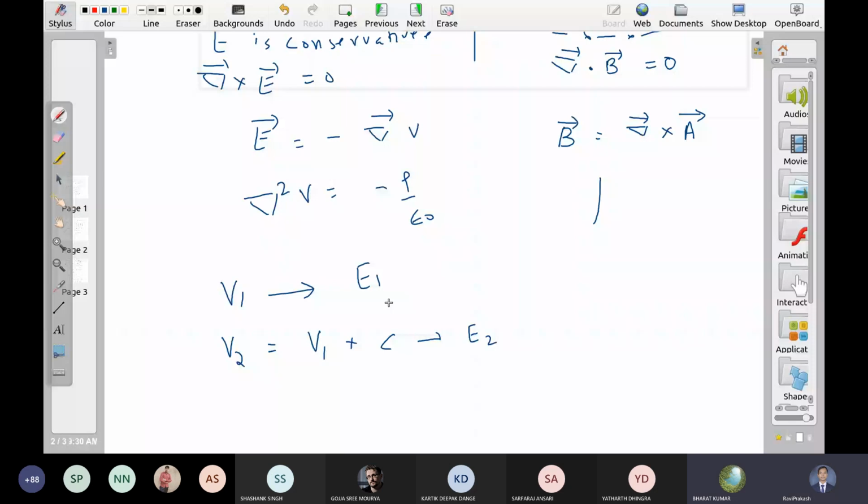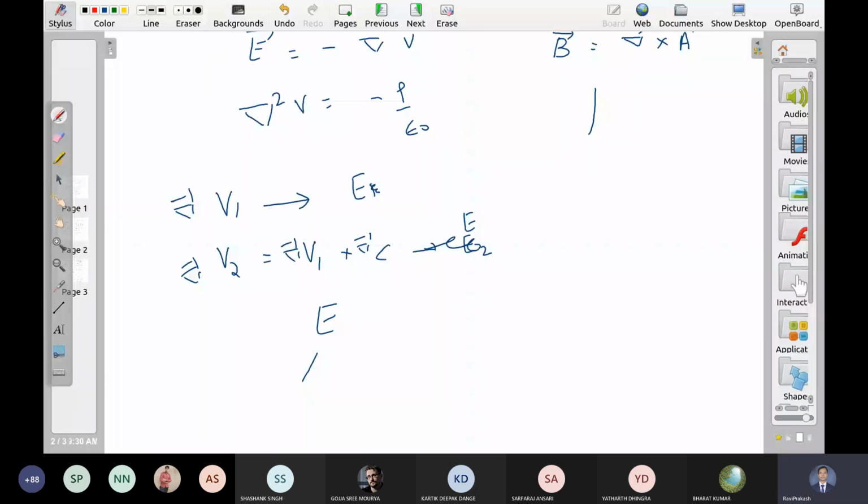Right, potential differs by a constant, but even if you calculate the electric field, just take the gradient, the C term will be zero. Simply gradient of V2 is obviously gradient of V1 plus gradient of C. Gradient of C is 0, right? So we still get the same electric field. Means for one electric field also there are many potentials, V1, V2, V3. What is the difference in all of them? They will differ by a constant only, right?